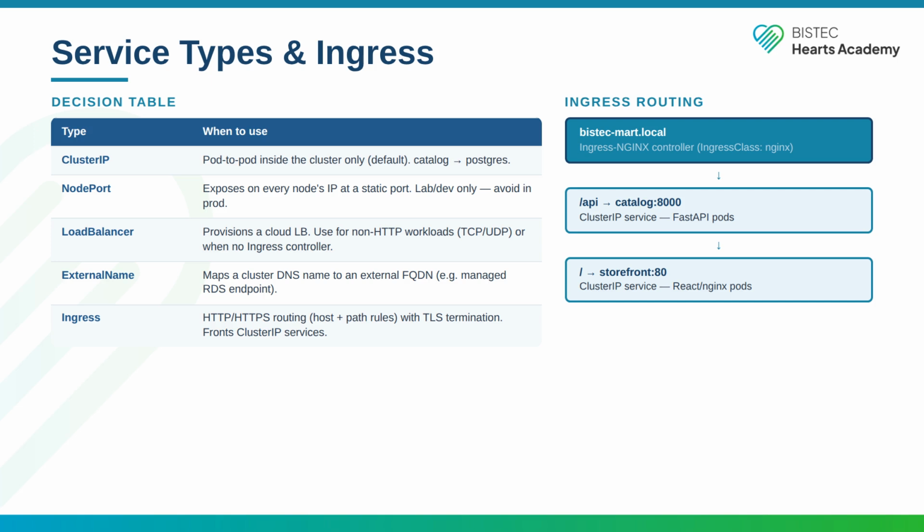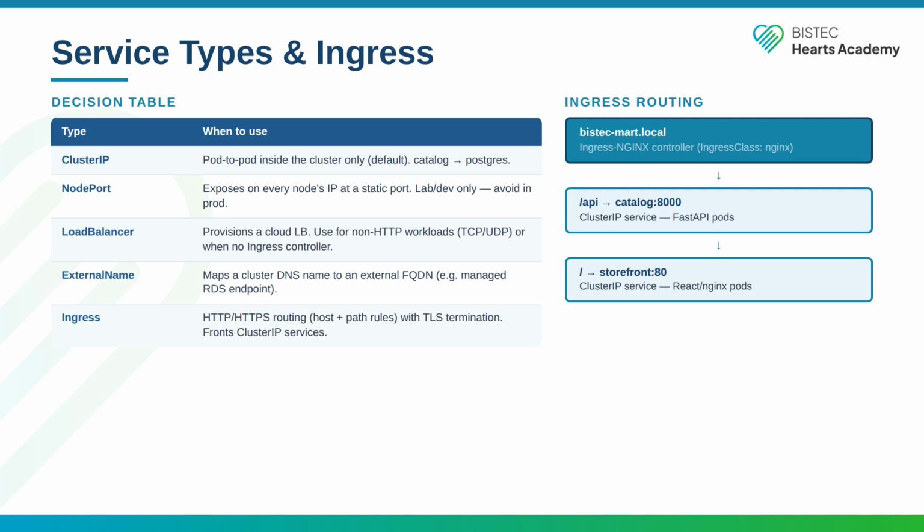NodePort maps a port on every node's IP to the service. It is reachable externally by hitting any node IP on a port in the 30000 to 32767 range. Fine for lab access, but avoid in production. The port numbers are ugly, and you have to maintain which node IP is healthy. LoadBalancer provisions a cloud load balancer. This is how you expose a non-HTTP service externally in production. For HTTP services, Ingress is usually the better choice because one Ingress controller can handle many virtual hosts.